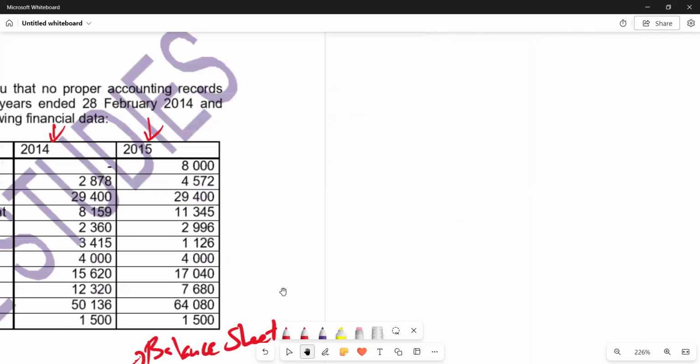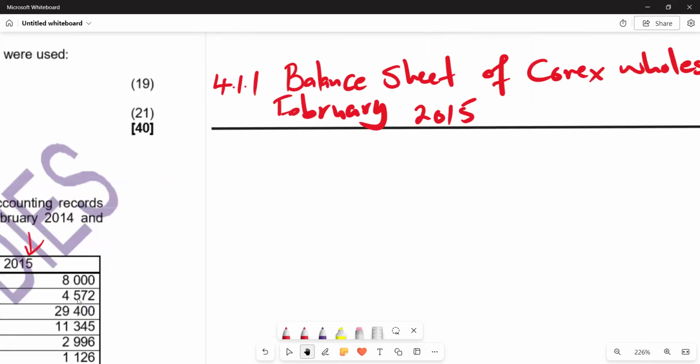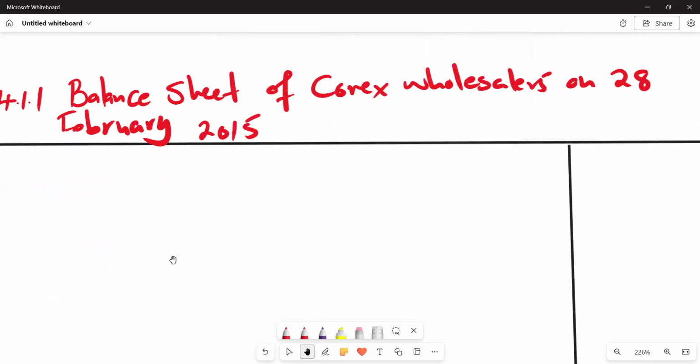Having said that, now we can go to our answer section. This is our answer section, where we have the balance sheet of Cox Wholesalers on 20th February 2015. So 2015 is the year in question. We are going to present it by starting where our balance sheet starts, with our assets.